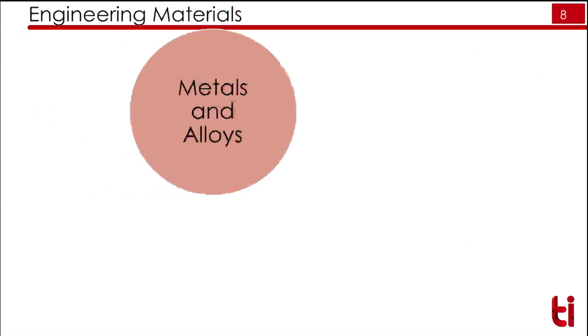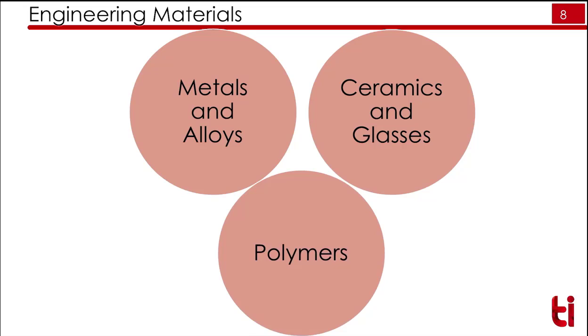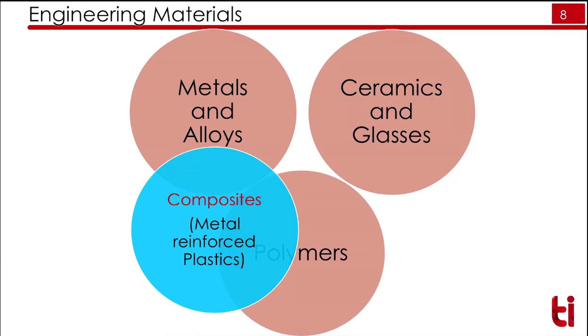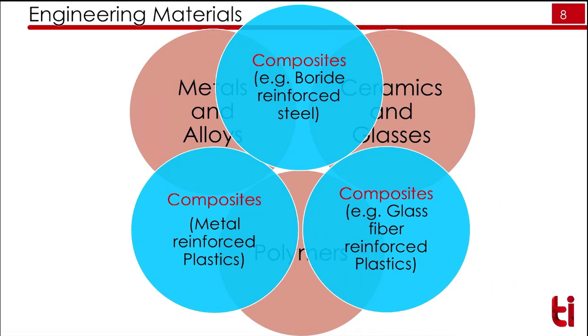Now, if you have a metal, if you have ceramics and if you have a polymer, all these three are separate groups. But what will happen if you combine any two of these? For example, I have combined metals and polymers. I will get a composite, that is metal reinforced plastics. If I combine metal and ceramic, then also I will get a composite, that is boride reinforced steel. And if I combine ceramics and polymers, then also I will get a composite, that is glass fiber reinforced plastic.